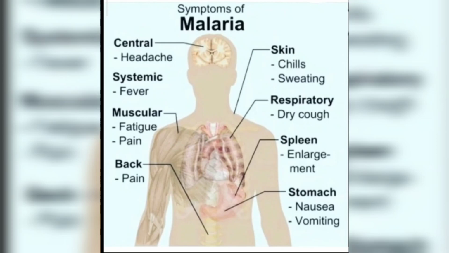Then the patient of malaria will experience some chills, sweating, and he will have a dry cough. There will be some respiratory problems like dry cough, and then he will feel nausea and vomiting because his chemoreceptor trigger zone will be activated and he will feel like he wants to vomit, or he will feel vomiting and nausea. Then his spleen will be enlarged.